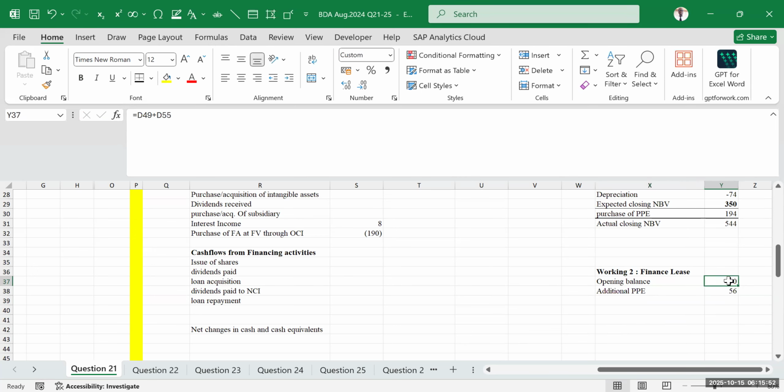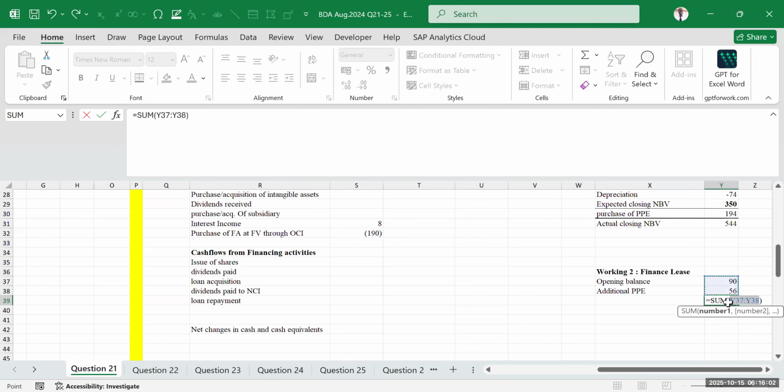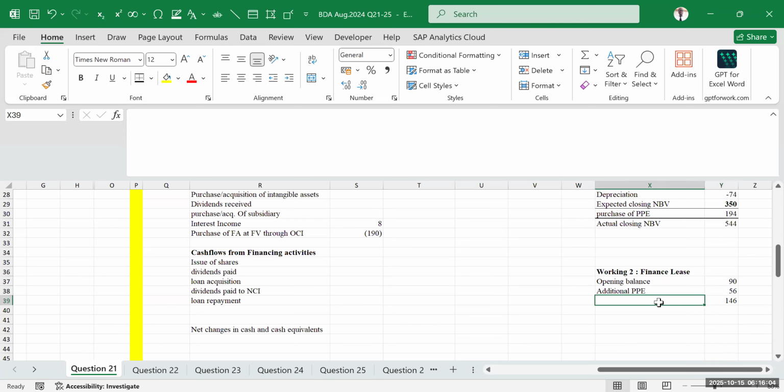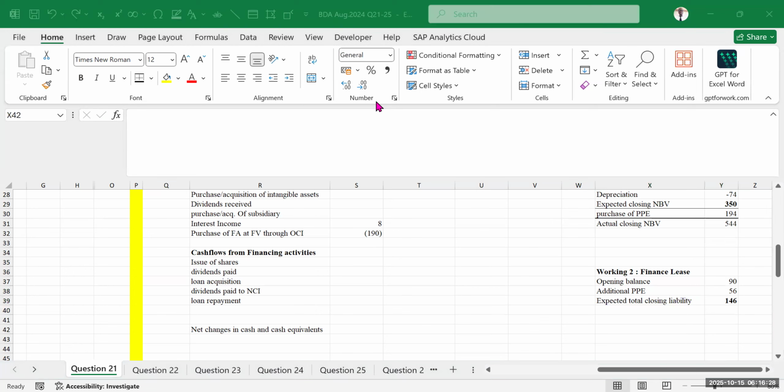Now, this was the opening liability, and we've added more liability of 56 million. So the total liability we expect to have at the end of the financial year is 146 million. Total expected closing liability at the end of the year is 146 million. Members, I hope you are understanding that statement. This is the liability we expect to have in total at the end of the current financial year.